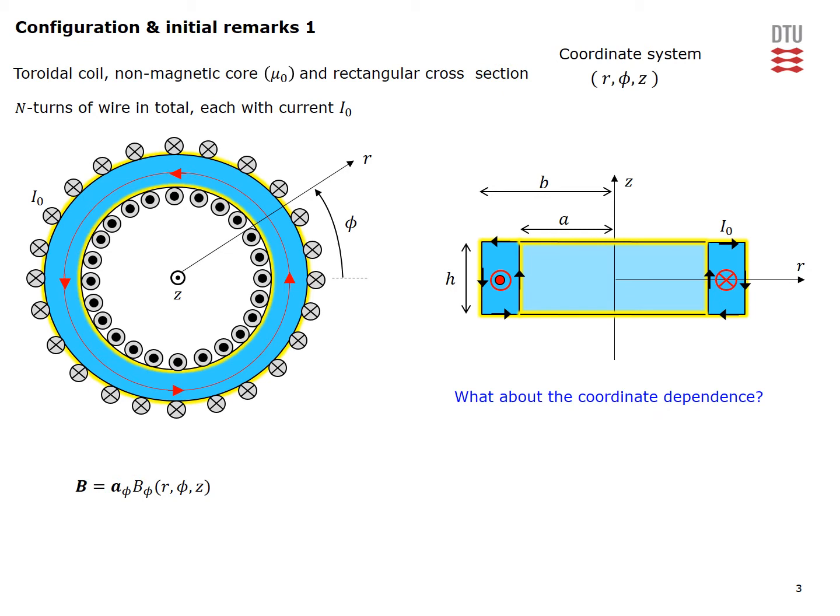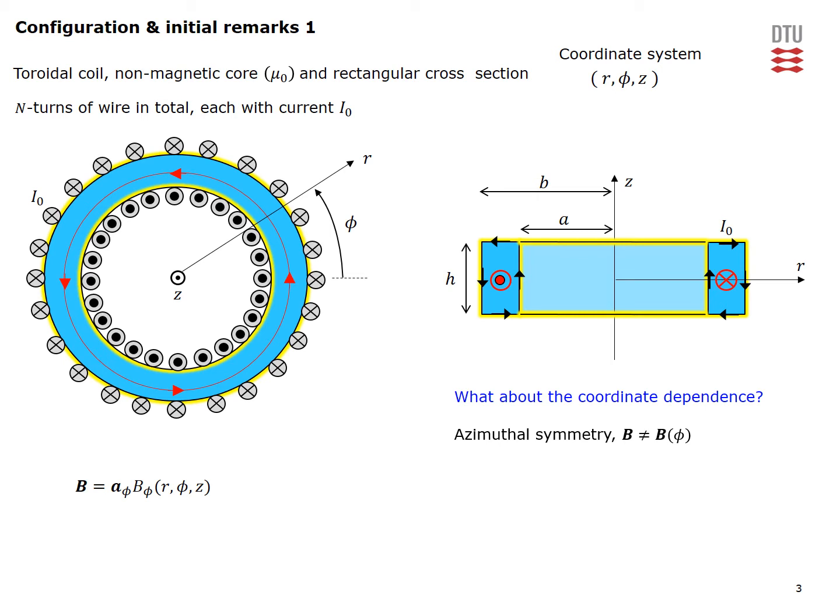We have now dealt with the field components, but what about the coordinate dependence of this component over here? As we have alluded to on the previous slide, we have azimuthal symmetry, so the B field cannot be a function of the phi coordinate.